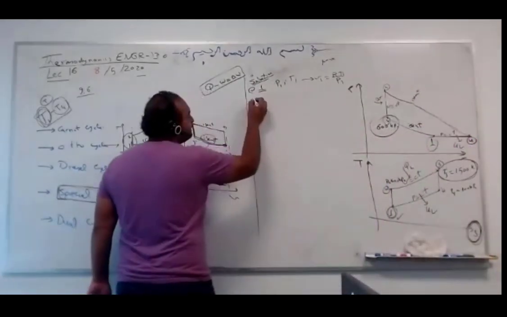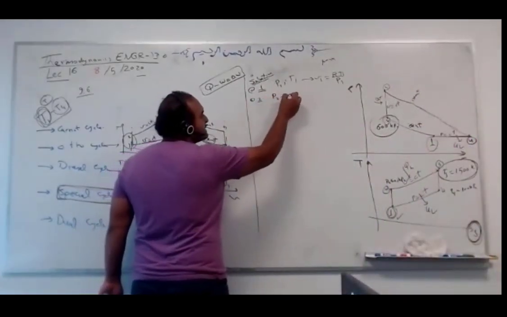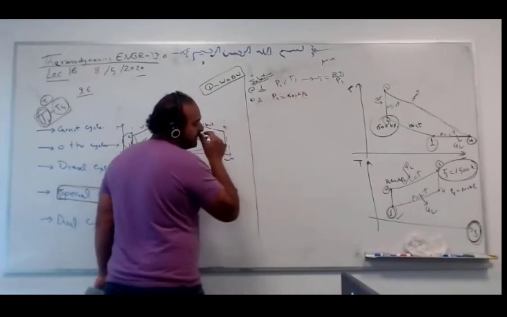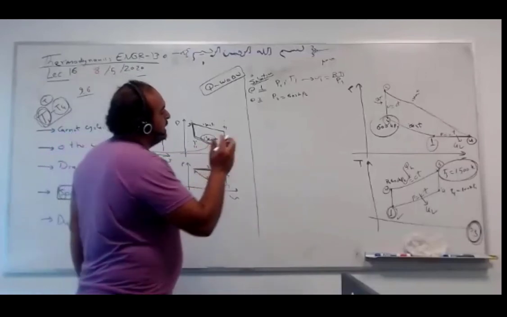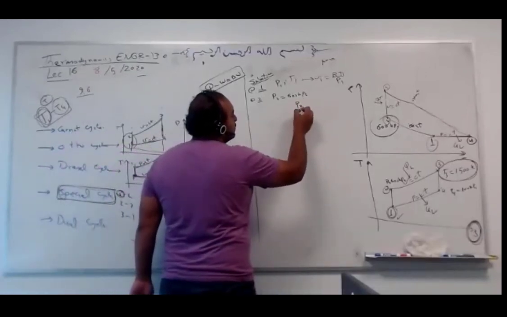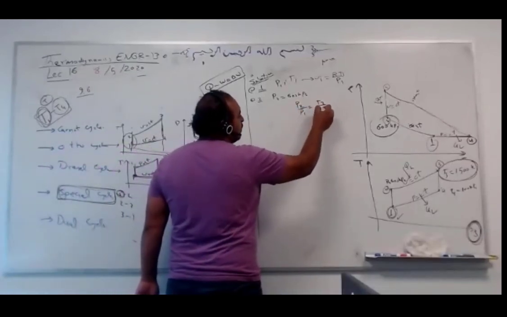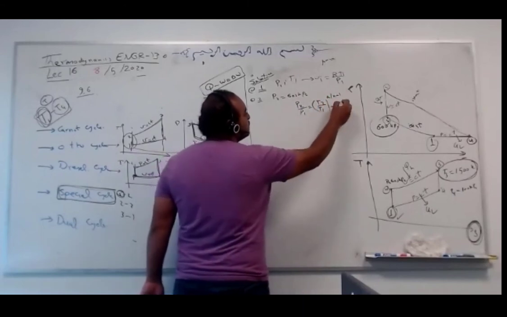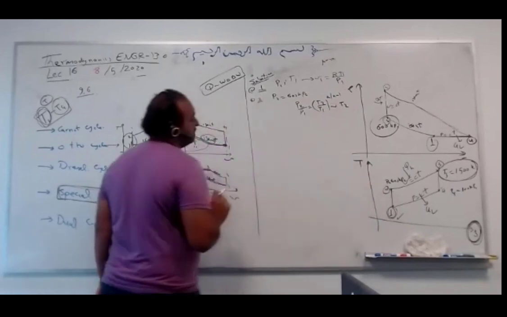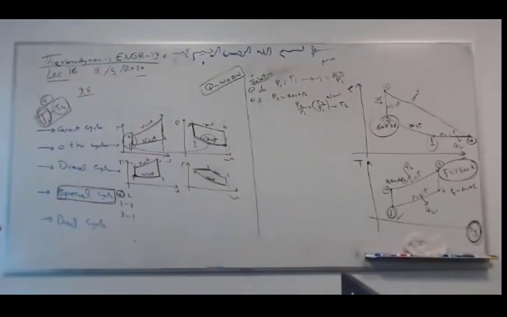At 2, I only have P2 given. But I know between 1 and 2, it's isentropic. It means P2 over P1 equals T2 over T1 to the K over K minus 1. So I can get T2. 1 and 2 isentropic.